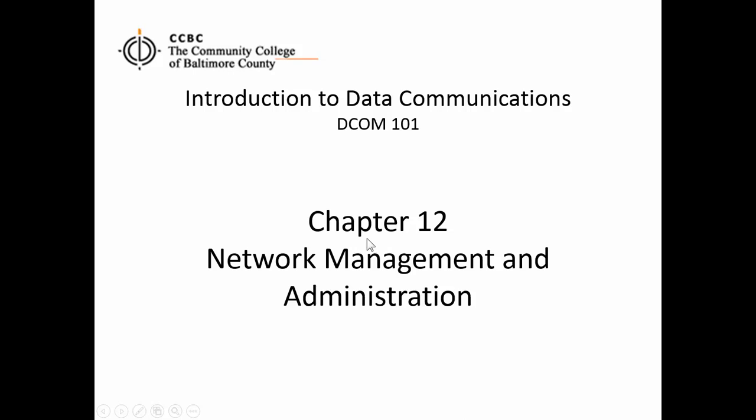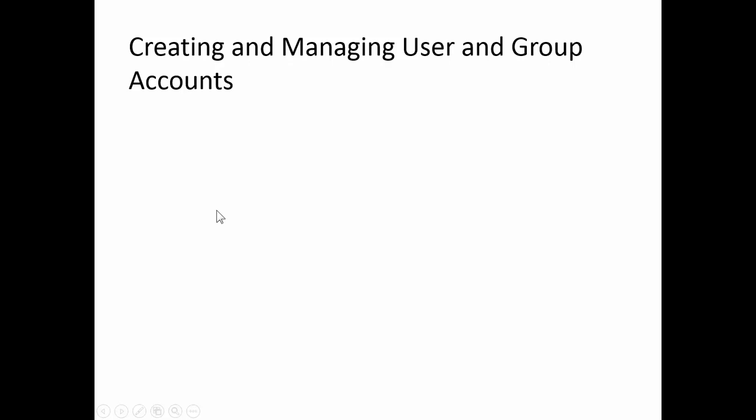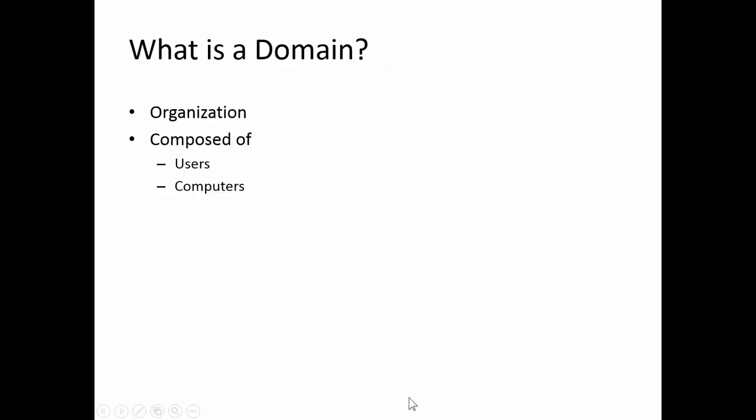Let's get started on Chapter 12, Network Management and Administration. We have 5 objectives in this chapter: creating and managing user and group accounts, creating and managing NTFS permissions, sharing files and printers, monitoring system performance, and identifying fault-tolerant and backup solutions. So let's start out with creating and managing user and group accounts.